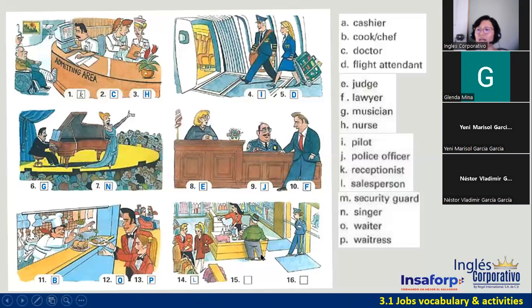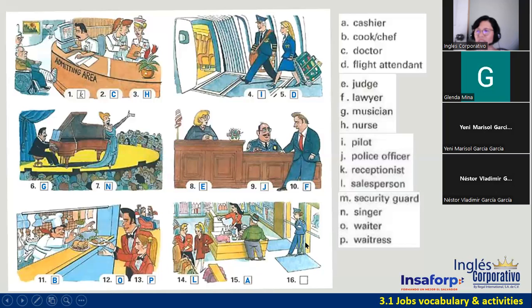Number 14? L. L, dicen por acá. Yes, that is correct. It's a salesperson, right? Number 15. Cashier. Muy bien. She's a cashier, right?